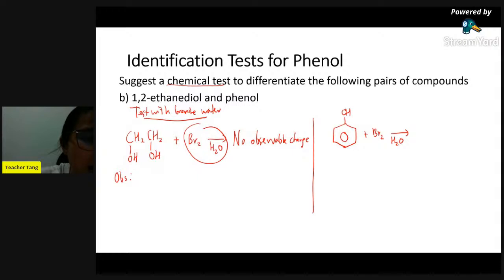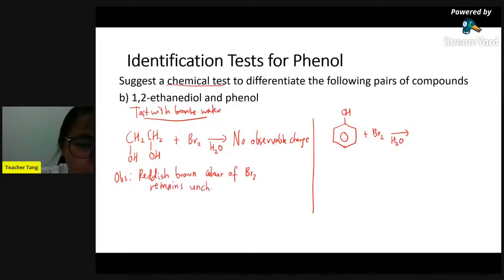It is still there. So you write: reddish brown color of bromine remains unchanged. And with no reaction, you don't see the white precipitate. So no white precipitate formed.